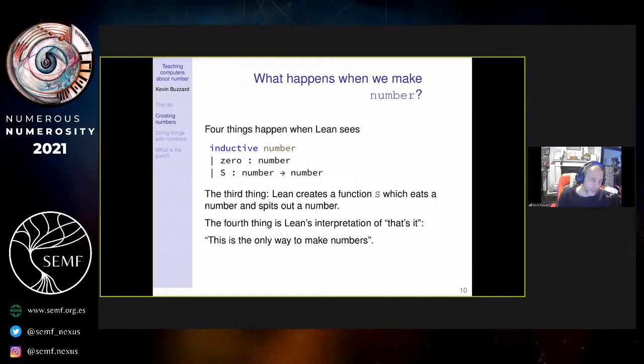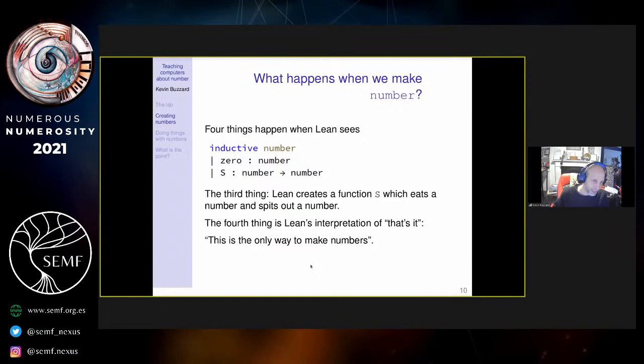And then the only other way we can make numbers is by applying this S function. So we apply it to zero, we get a new thing, we call it one. We apply it again, we get a new thing, we call it two. These are all the tools we have to make numbers. So you can see that we're clearly making the natural numbers.